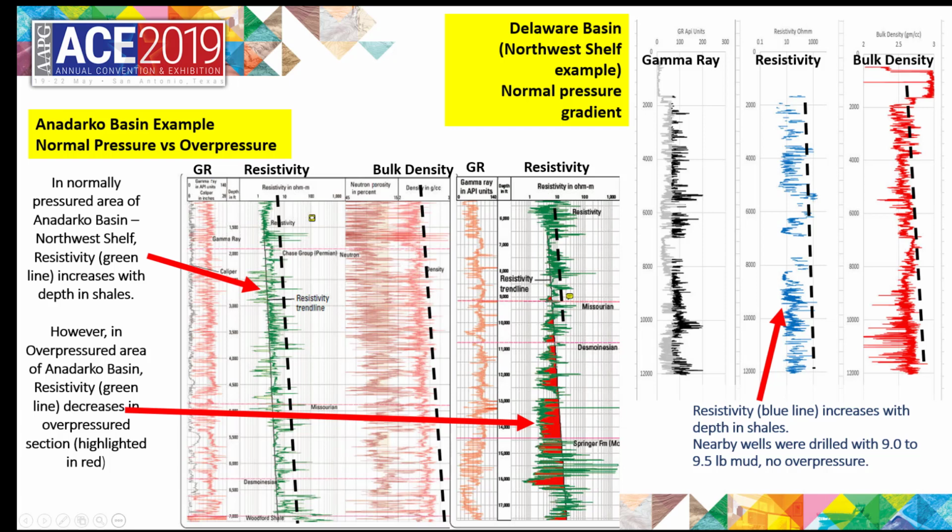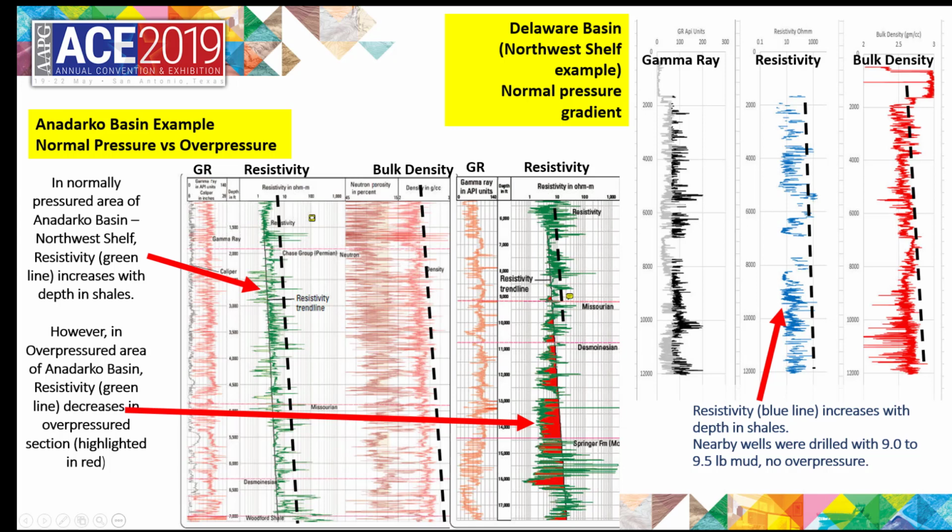So let's look at a Delaware Basin example of a normal pressure gradient. And the other thing, let me emphasize, we want to only look at the shales. You're going to have a resistivity change if you hit a sand, a resistivity change if you hit a carbonate, so we're only going to look at the shales. This is a Delaware Basin log from the northwest shelf of the Delaware Basin, and I've highlighted arbitrarily where the shales are. That was an arbitrary decision.